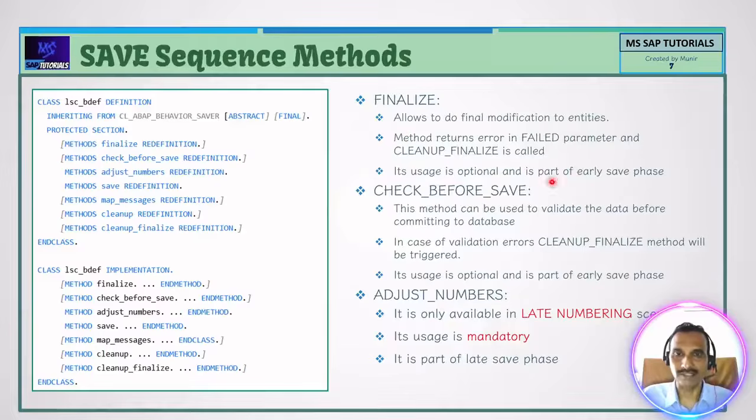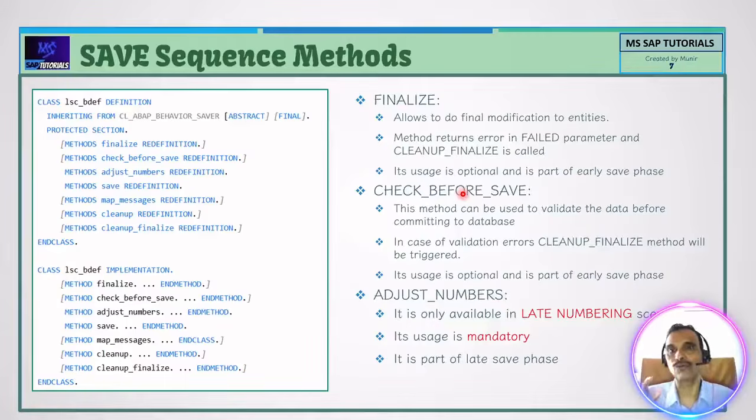Similarly, once this is successful, then check before save will be done. And this method will be responsible to validate the data before any commit happens to the database. Once again, this is also an optional part. If you want to validate, you validate; if you don't want to, that's fine. But if you have a validation and that fails, then cleanup finalize will be called. Remember this point: after check before save, if there is any error, no cleanup, but the cleanup finalize method will be called.